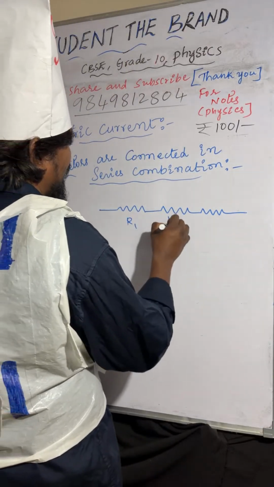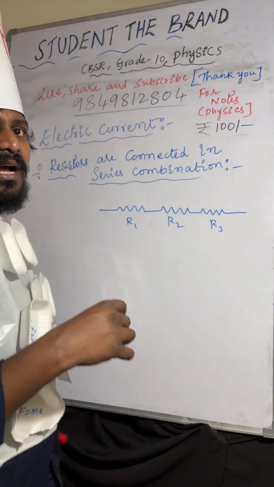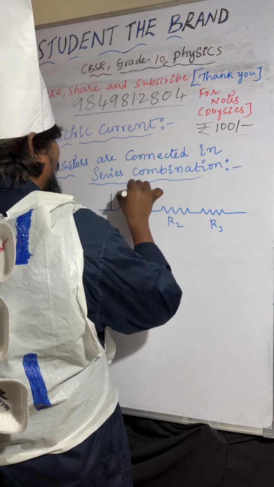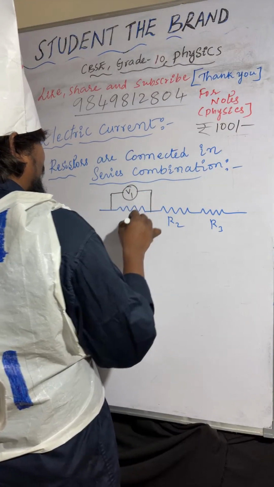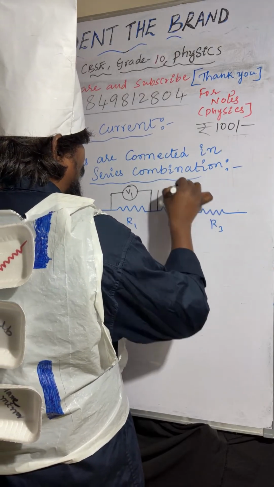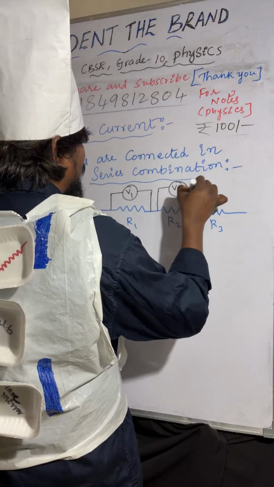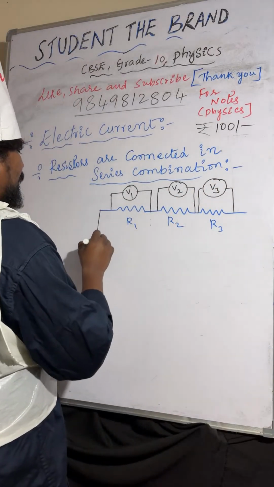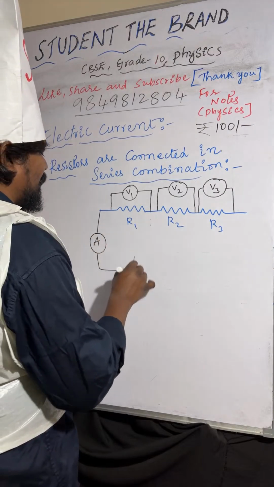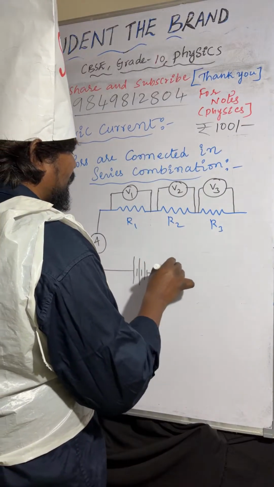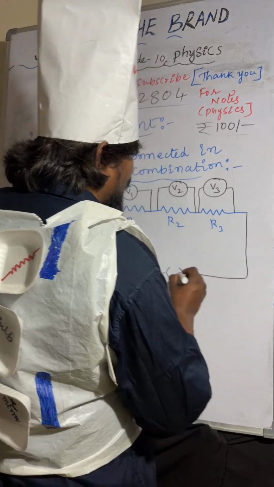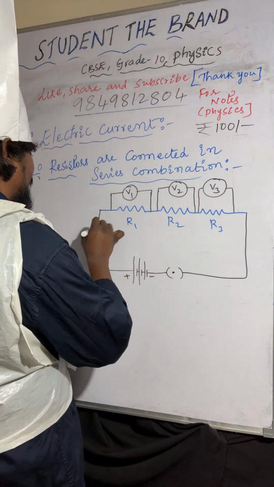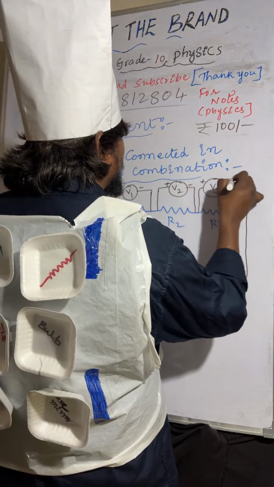So three resistors, R1, R2, R3. Across R1, I'm connecting V1. Across R2, V2. Across R3, V3. So I am connecting an ammeter, and after that, battery and switch. Here I am connecting like this, cell positive terminal, negative terminal. Here current is flowing from positive terminal to negative terminal.